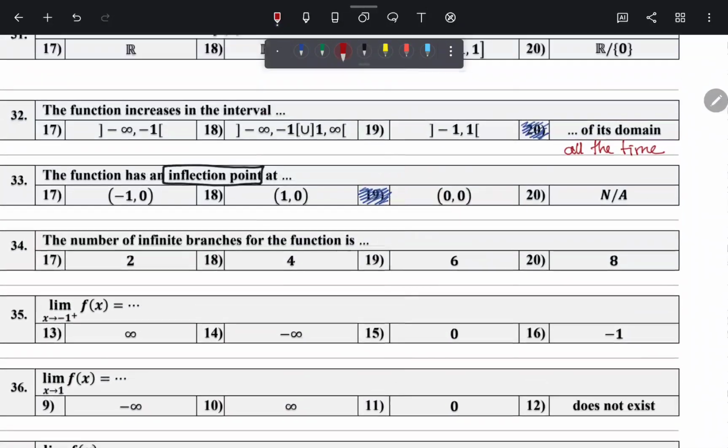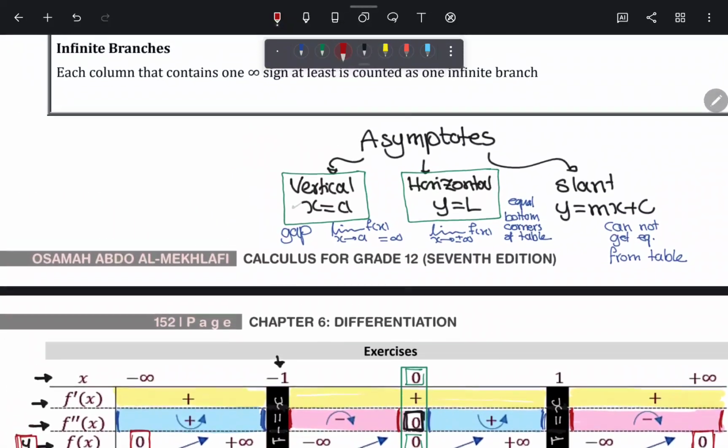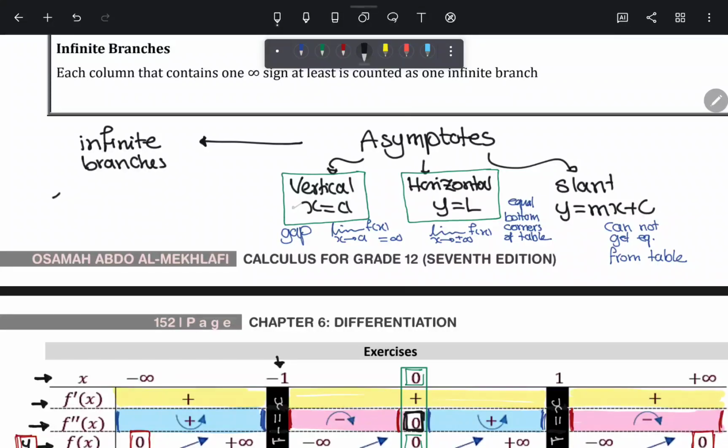Something else in the table that we can figure out, related to asymptotes, that we also talked about in the last class, was infinite branches. In the previous class we said that each asymptote always gives us two infinite branches. We count them, every asymptote gives us two infinite branches.